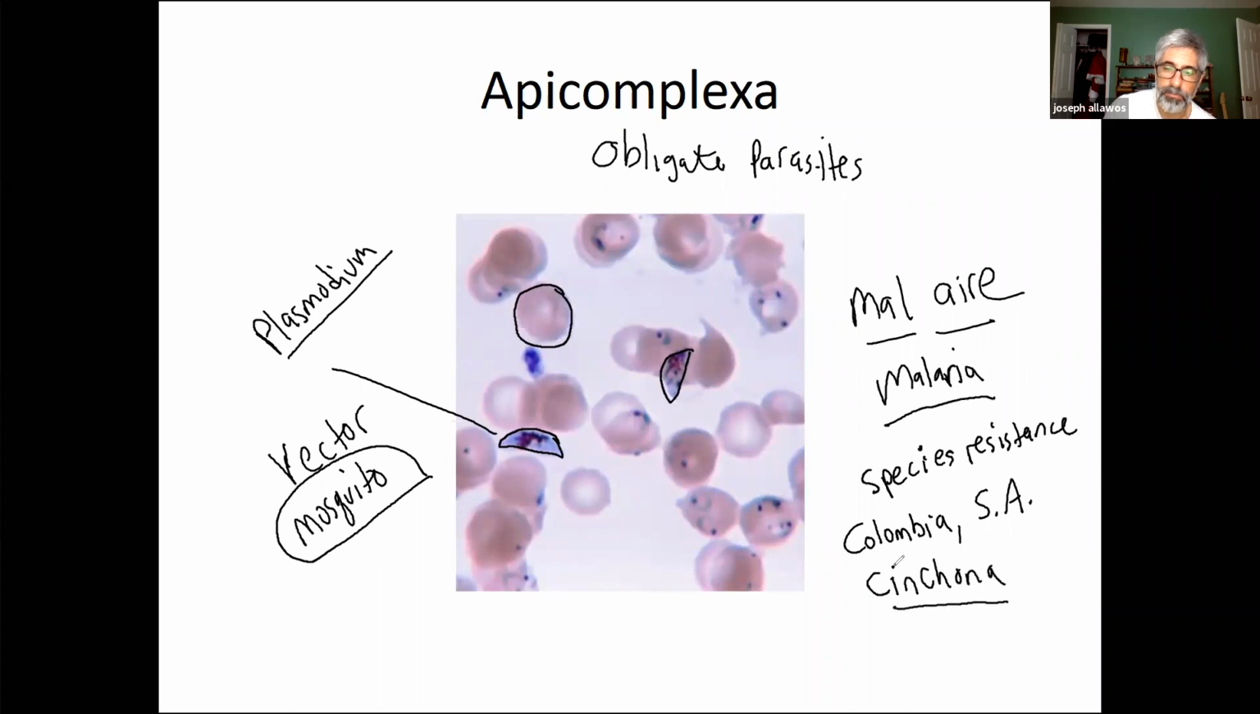Cinchona is a genus of tropical tree. And it turns out that in the cinchona, there is a substance called quinine. And quinine is an interesting substance. It's a very bitter alkaloid. You've tasted it before if you've ever drunk tonic water. It's what makes tonic water a little bitter and dry.